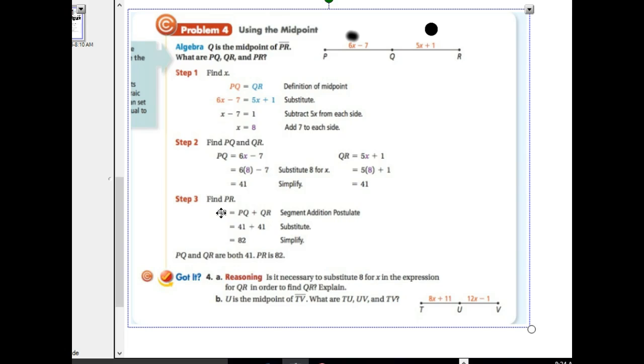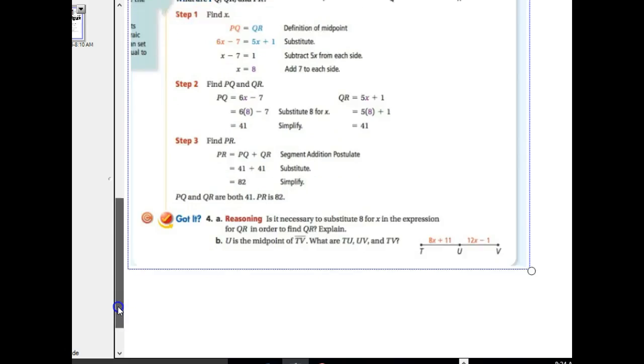However, to prove that, we can take the 5x plus 1, put in the 8 for that because x was 8, and we also end up with 41 as well. And then both of those together, 41 and 41, are going to equal 82. Once you found that one was 41, you automatically should know that the other one is 41, and that can save you a little bit of time in the process.